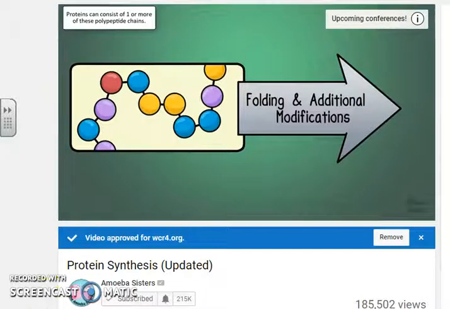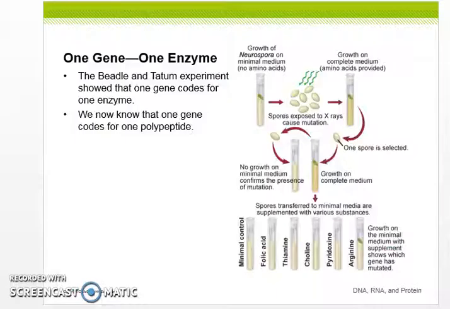Protein folding and modification may occur, and the protein may need to be transported. This can all vary based on the protein structure and function. So the Beadle and Tatum experiment showed that one gene codes for one enzyme, and we now know that one gene codes for one polypeptide.